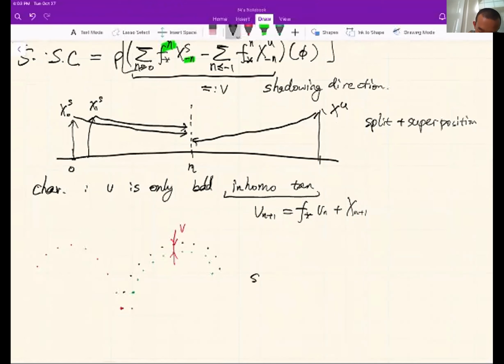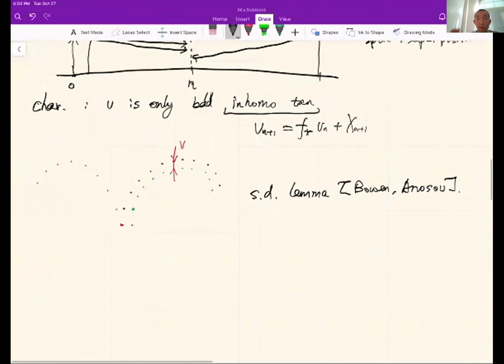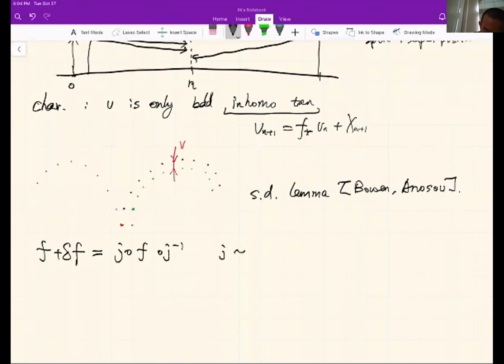Okay, and the existence of shadowing trajectories is proved rigorously by the shadowing lemma, and this result is due to Bowen and Anosov. So Bowen, again, is the Berkeley professor. Okay, so we can find shadowing trajectories. And in fact, we can do better. We can also shadow the entire attractor. Okay, this means that the new dynamical system can be mapped to the old dynamical system by a conjugacy. This means that this perturbed dynamic F plus delta F equals some map J composed with F composed with J inverse, where this J, of course, depends on your perturbation.